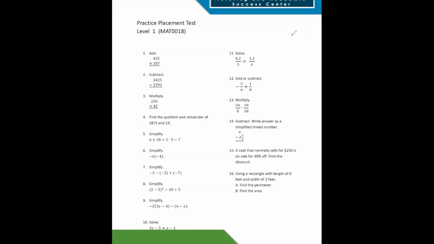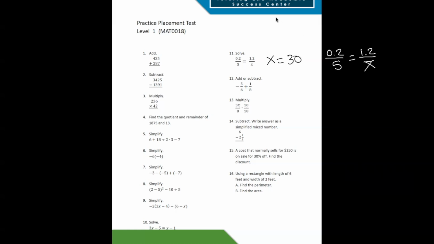So let's move on to number 11 now. Number 11 says 0.2 over 5 equals 1.2 over x. We've got a proportion here. So the correct answer is x equals 30. And let's see how we would solve this one. So 0.2 over 5 equals 1.2 over x. Oh, that should be an x.